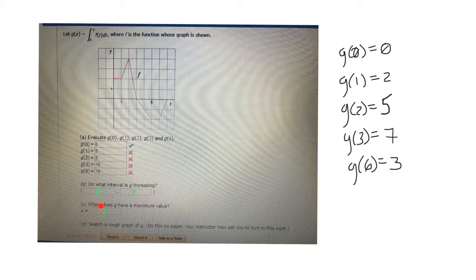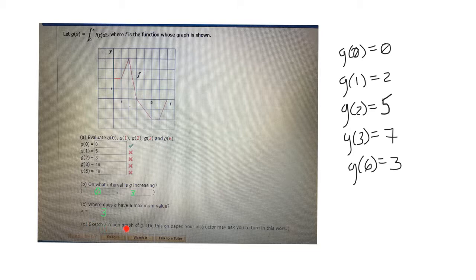When you hear the question, where does g have a maximum value, another way of asking that question is, at what value of x is the area under the curve of f the largest? Okay, and it was 3. When x was 3, the area under the curve happened to be 7. And then it started going down after that.